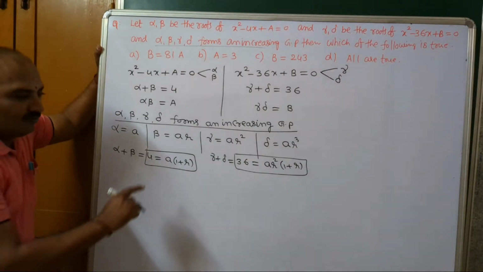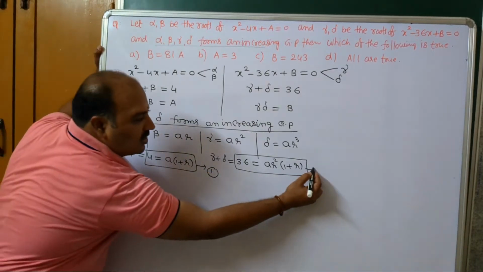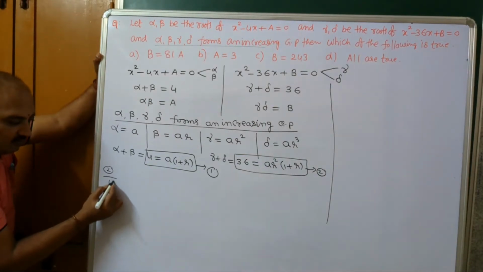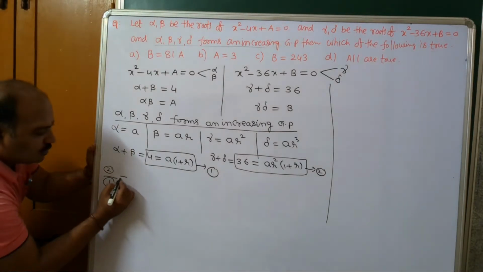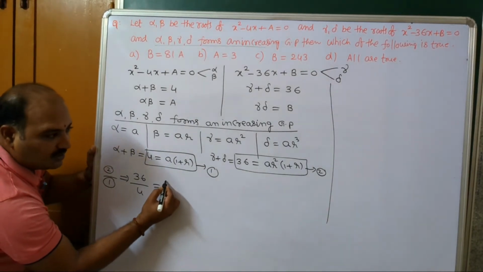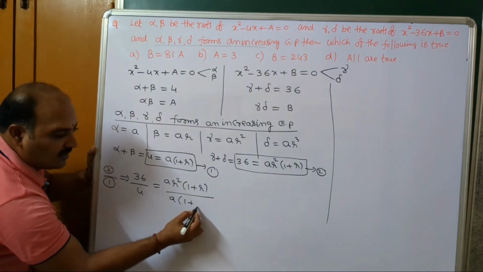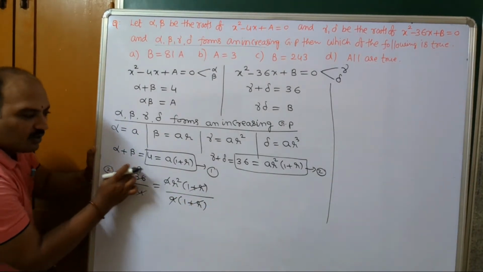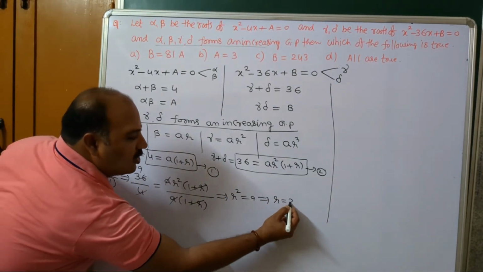Now this equation by this equation. Equation number 1, equation number 2. Later on I will discuss here also. So 2 by 1. Are you able to see? Yes, you can. So equation 2 indicates 36 by 4 is equal to AR square into (1 plus R) by A into (1 plus R). Here A cancels, here 1 plus R cancels. 4 ones are 4, 4 nines are 36. So 9 is equal to R square. So R square is equal to 9, that implies R is equal to 3.